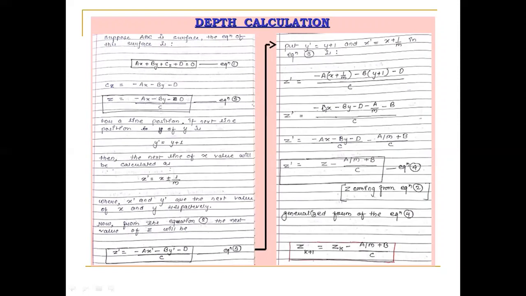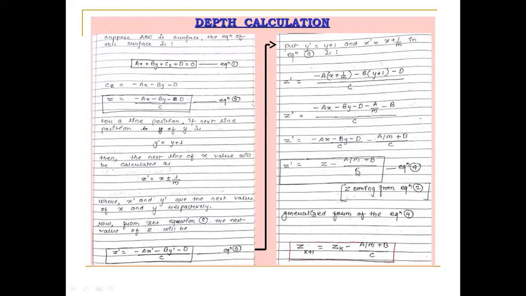So minus ax minus by minus d divided by c, and minus a by m, right? I'm taking minus common here, so I will get minus of a by m plus b, whole divided by c. So what is this, minus ax minus by minus d divided by c? This is nothing but our previous z value, right? So just substitute that, you will get z dash equal to z minus a divided by m plus b, whole divided by c, right? So this is the equation which is basically used to calculate my depth buffer pixel value.